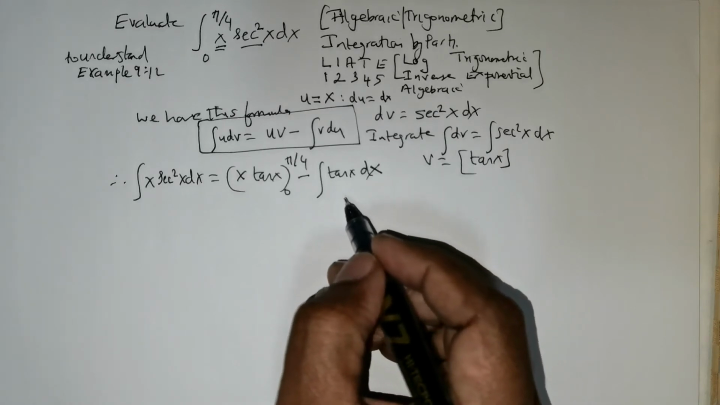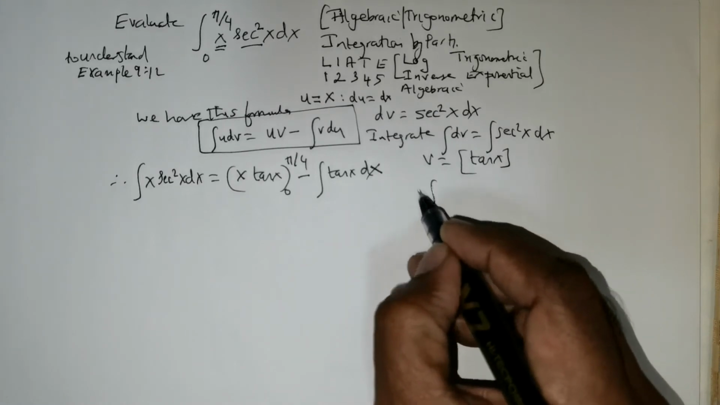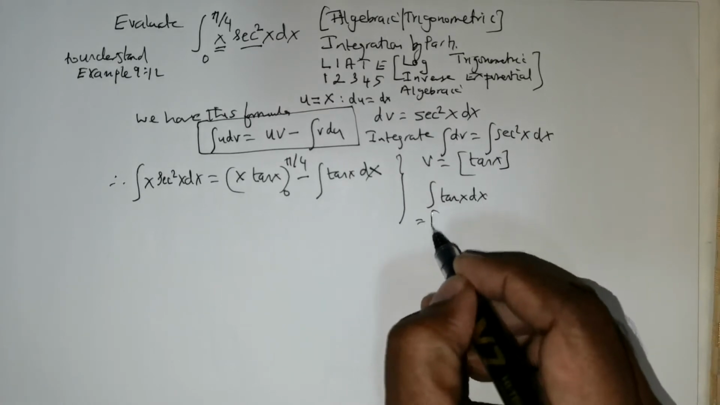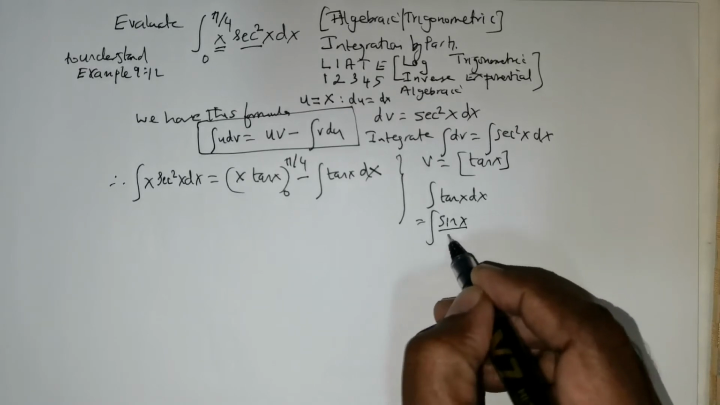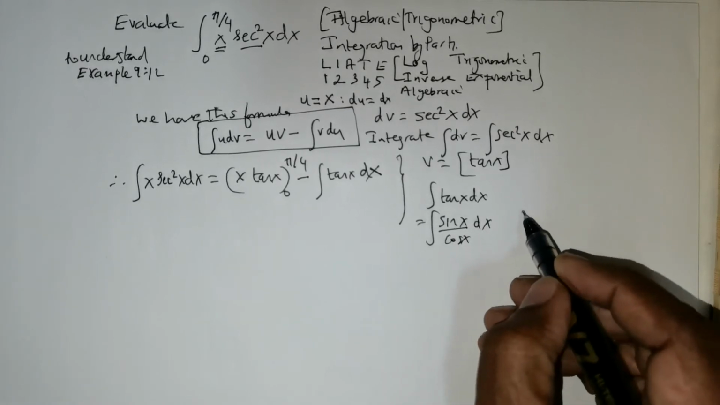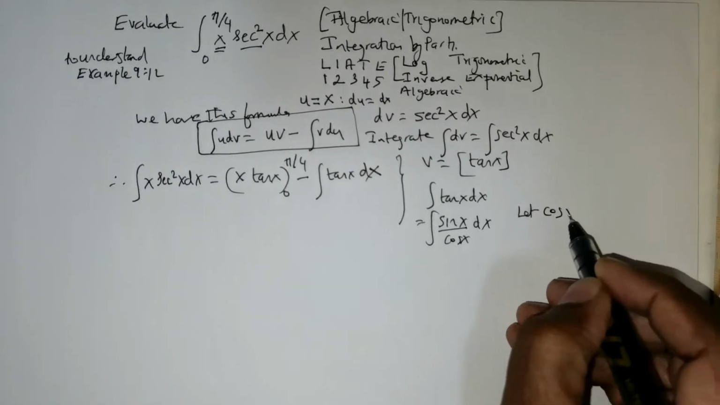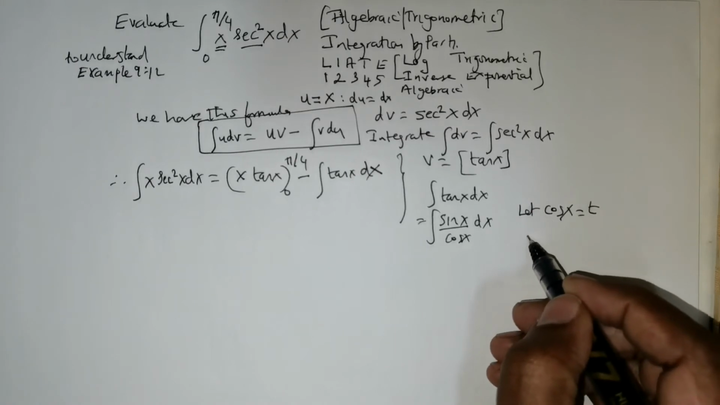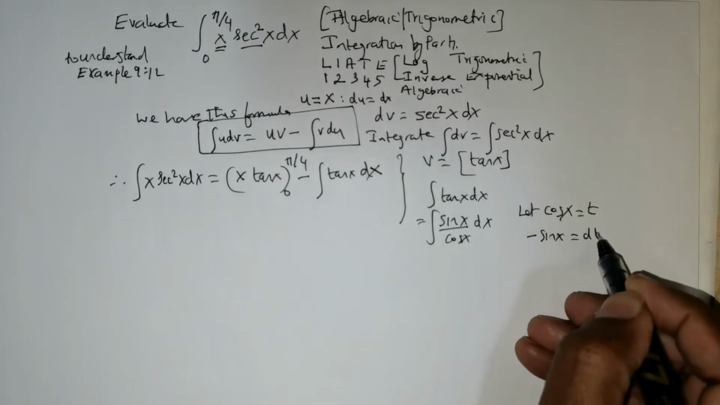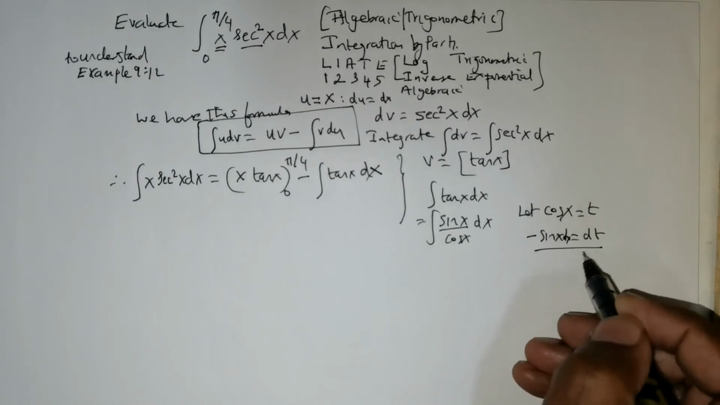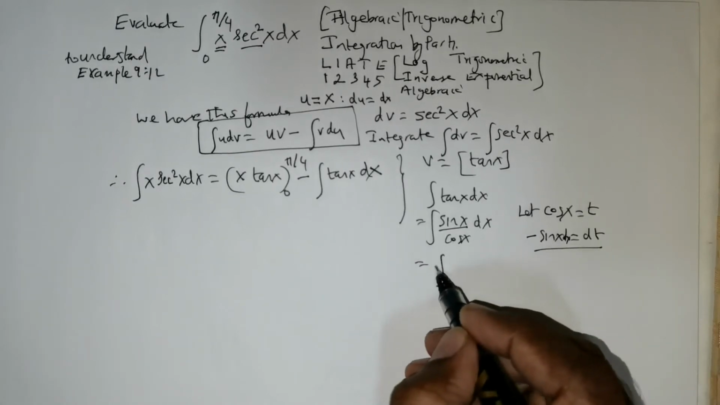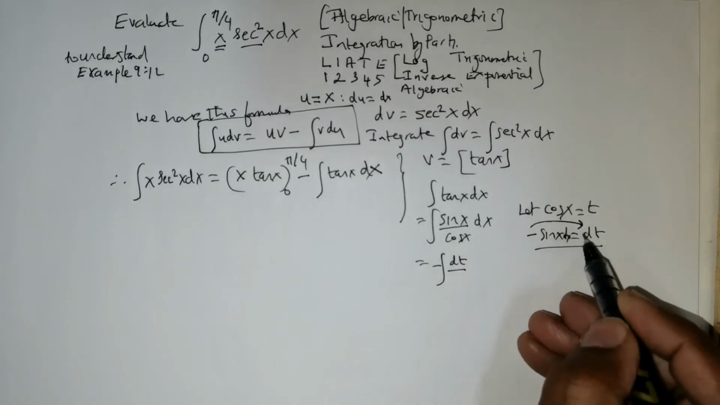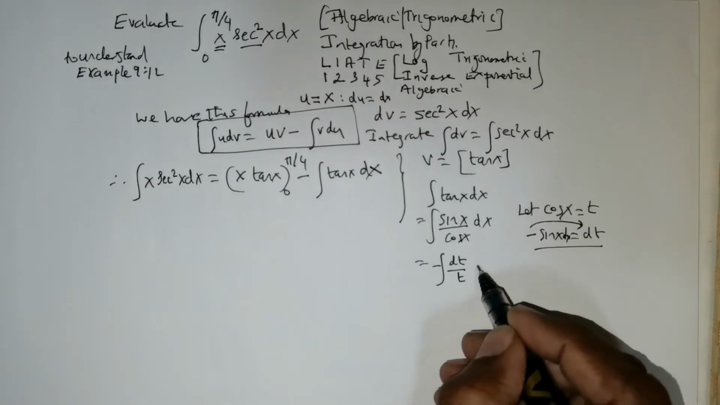Now we are expected to integrate tan x, so I'm going to show you how to integrate tan x here. We have tan x dx, but I can rewrite tan x as sin x over cos x times dx. Then I substitute cos x equal to t. When I differentiate cos x, I get negative sin x dx equal to dt. So sin x dx is negative dt, and cos x is t.